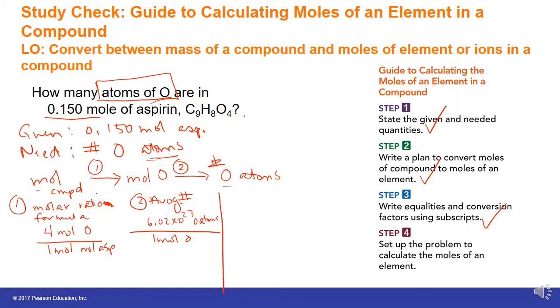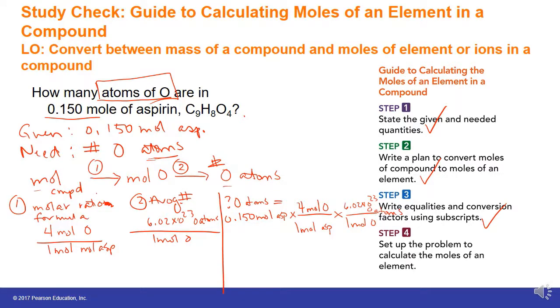So we want to know the number of oxygen atoms, and that's going to be equal to, remember we always start with what we're given, 0.150 moles of aspirin times our molar ratio. I've got 1 mole of aspirin, and there's 4 moles of oxygen atoms in that 1 mole. And 1 mole of oxygen is going to be 6.02 times 10 to the 23 oxygen atoms.